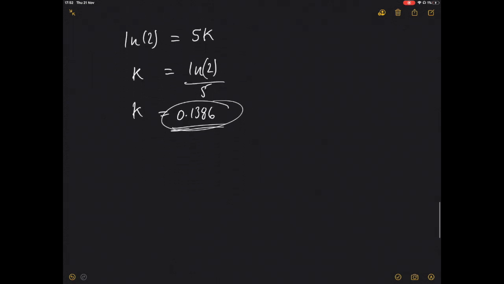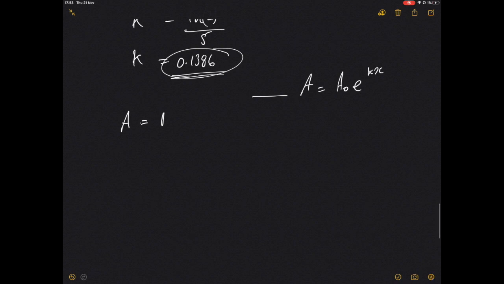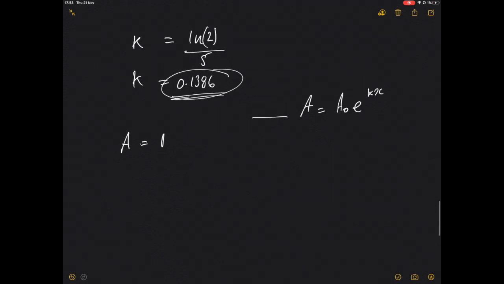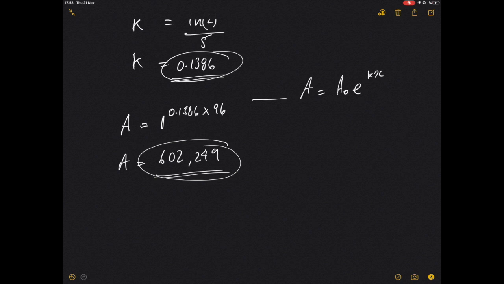So all we need to do now is say, well, we want to find out our number A. We know that our original value was 1. We'll write our equation back here just to remind us. So A equals A0 e^(kx). So we can say our original value was 1. Then all we need to do is multiply this by our value here, which is 0.1386, and multiply that by our 96 minutes. And we can find that our A would be 602,249 bacteria.